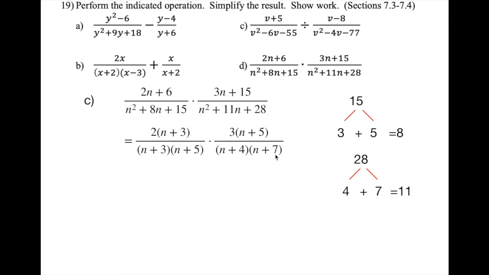Then, find the common factor in the numerator and denominator to cancel them. So n plus 3 and n plus 5. So what's remaining is 2 times 3, which is 6 up here. And down here, what's remaining is n plus 4 times n plus 7.